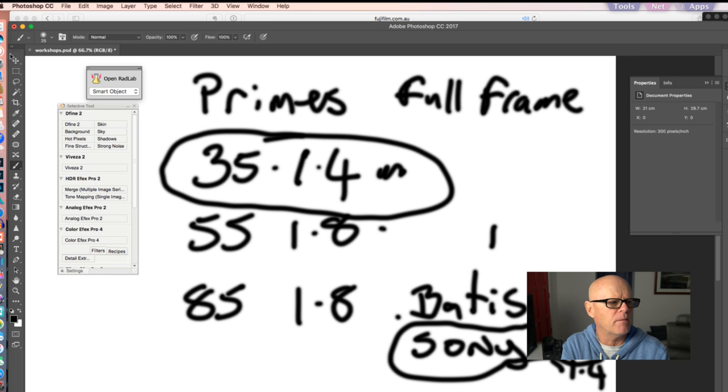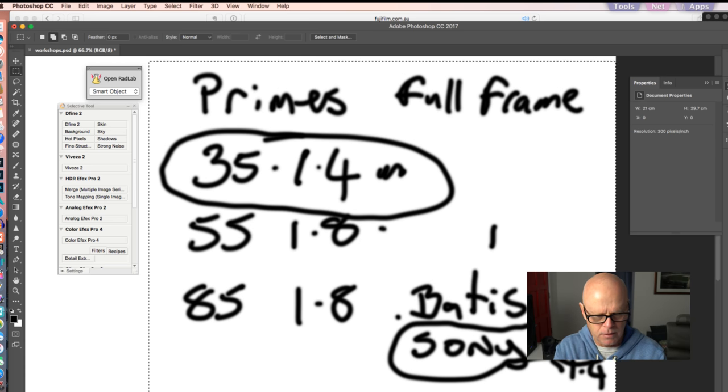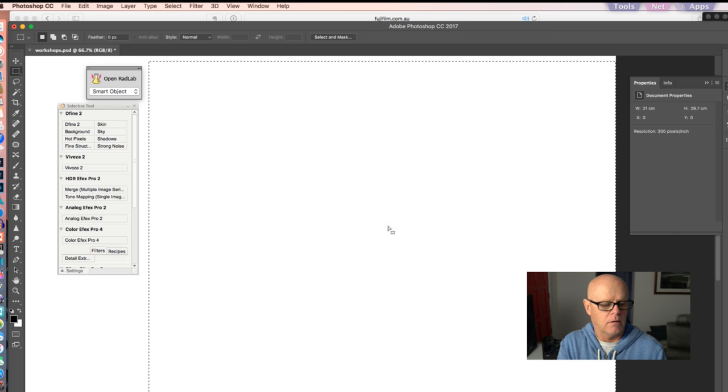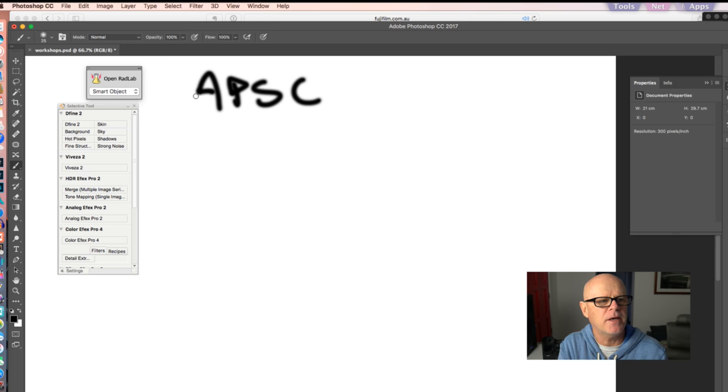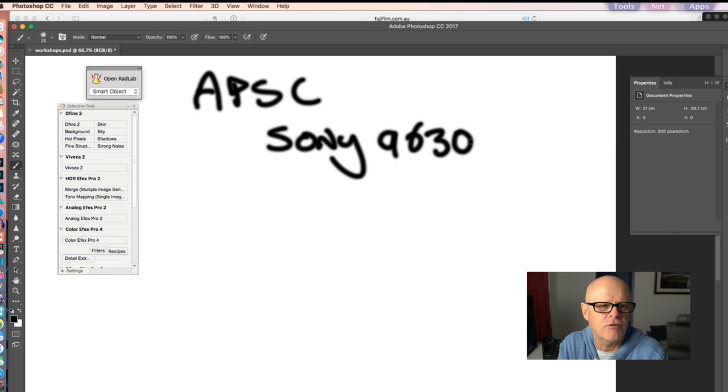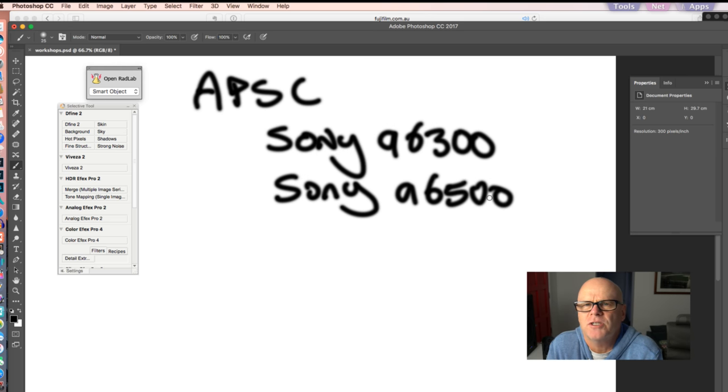Now remember, these are full frame. Now I'll talk about the APS-C lenses that I use. Where is it? Now the APS-C that I'm doing, this would be like if you're using Fuji, but I'm just talking about the Sony. I use two of them. I use the Sony A6300 and I use the Sony A6500. So they're the ones that I'm using at the moment.